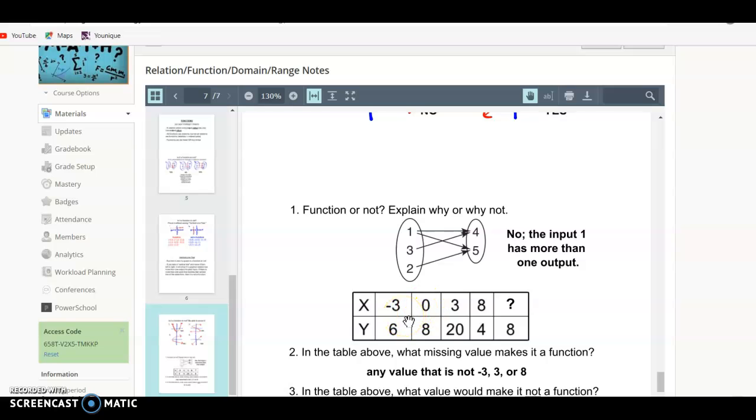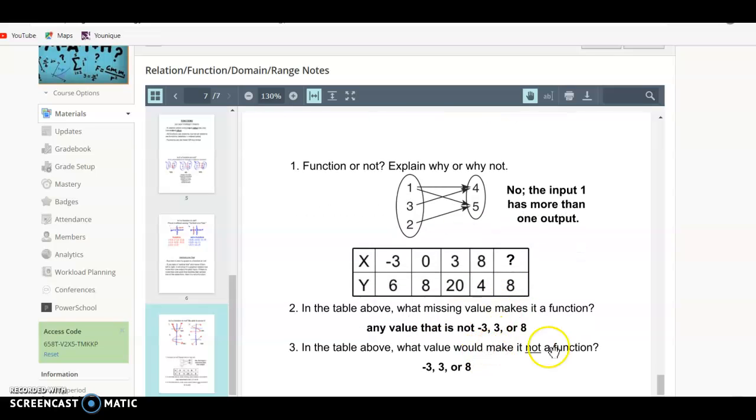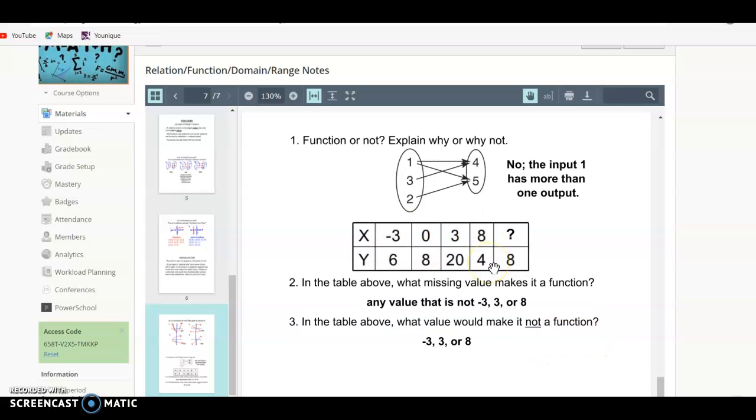Number 2, in the table above, what missing value would make it a function? Well, any number that's not -3, 3, 8, or 0. Well, it could be 0 because 0 would be mapped to 8. Those would be the same point. So it could be 0. What would make it not a function? -3, 3, or 8.